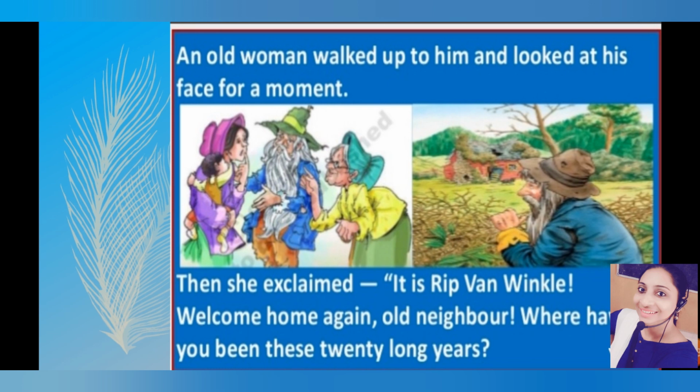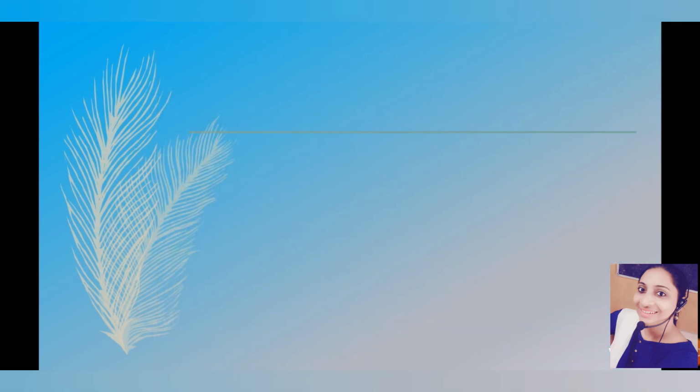What does that mean, children? It means that Rip Van Winkle was sleeping for the last twenty years after drinking that liquid from the barrel. So he woke up after twenty years, and in that time he had grown old. He had that long beard and grizzled, gray hair. So this was the story, children.